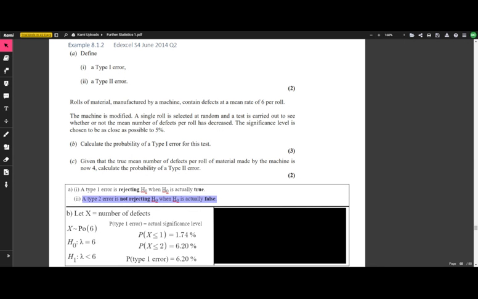Using the Poisson tables, or alternatively the list function on the Casio ClassWiz calculator, we can narrow it down to these two values. The chance X is less than or equal to 1. I've gone less than because of the alternative hypothesis. It's 1.74%. Less than or equal to 2, 6.20%. Which one is closer to 5%? Well, that's obviously the 6.2%. So part B, the chance of a type 1 error is 6.20%.